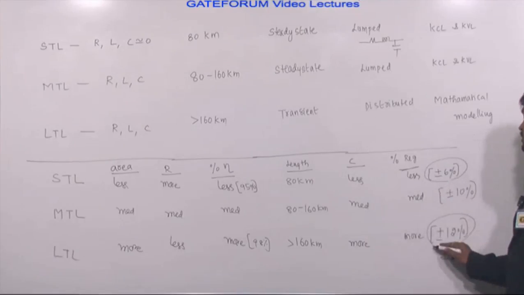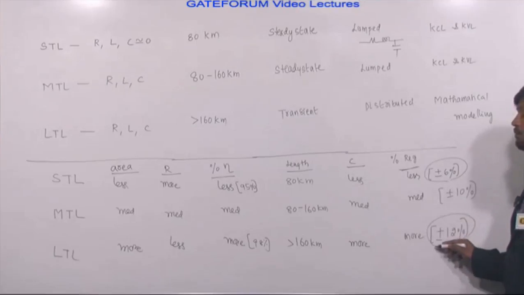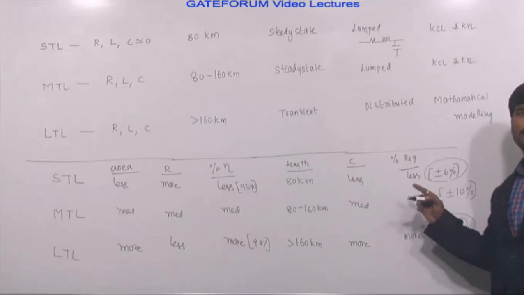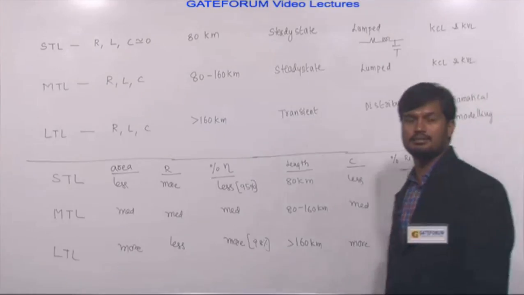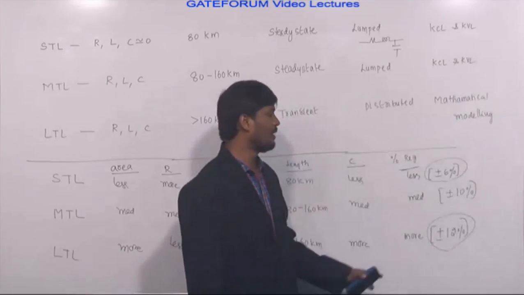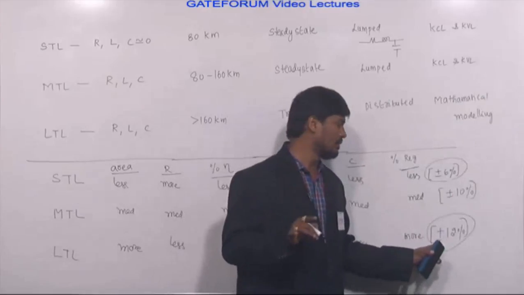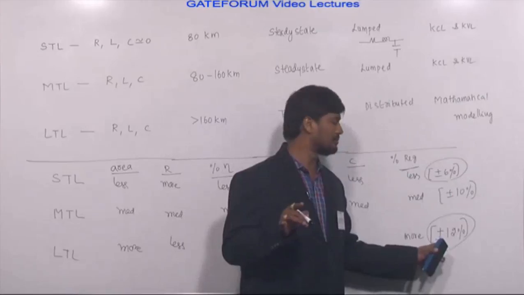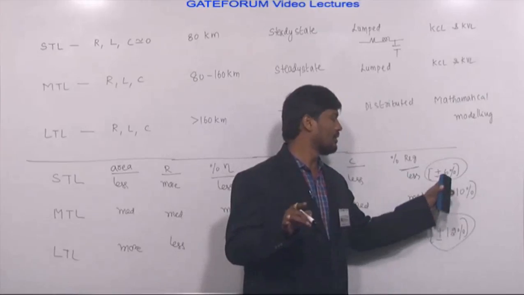Long line, but long transmission line regulation is more compared to short line. Therefore, the performance of long line is poorer than short line. Therefore, we have to improve the performance of long line. That's why the syllabus is extended. Right? See, the point is that power is transferred maximum by long lines when compared to short lines.